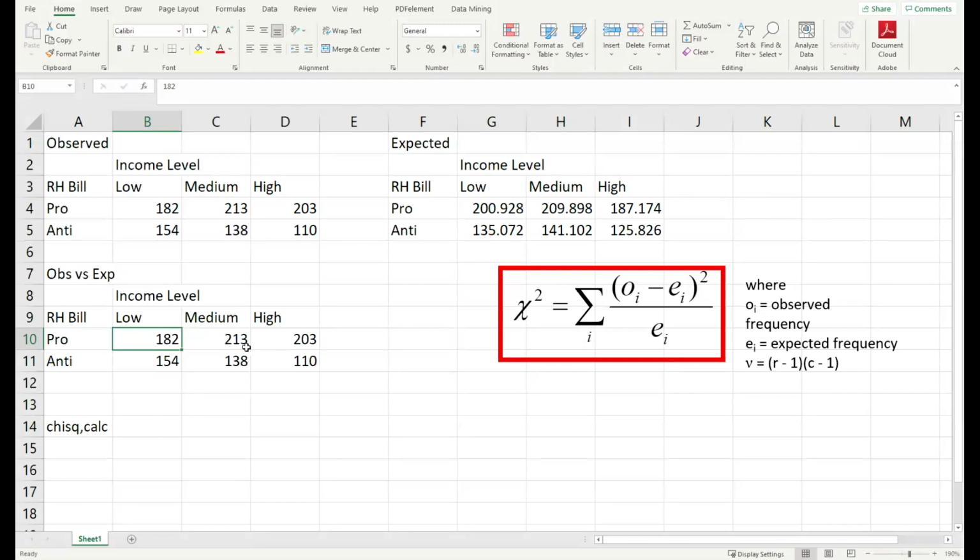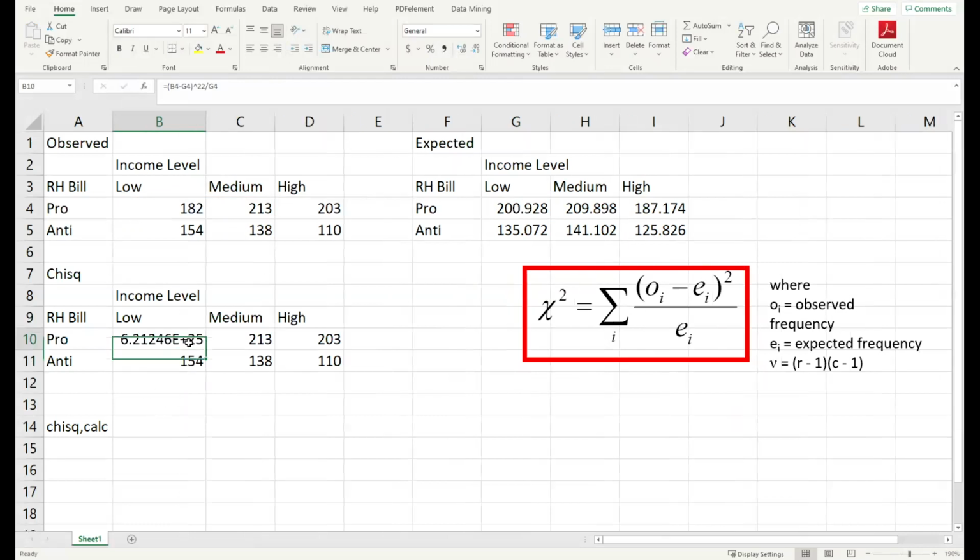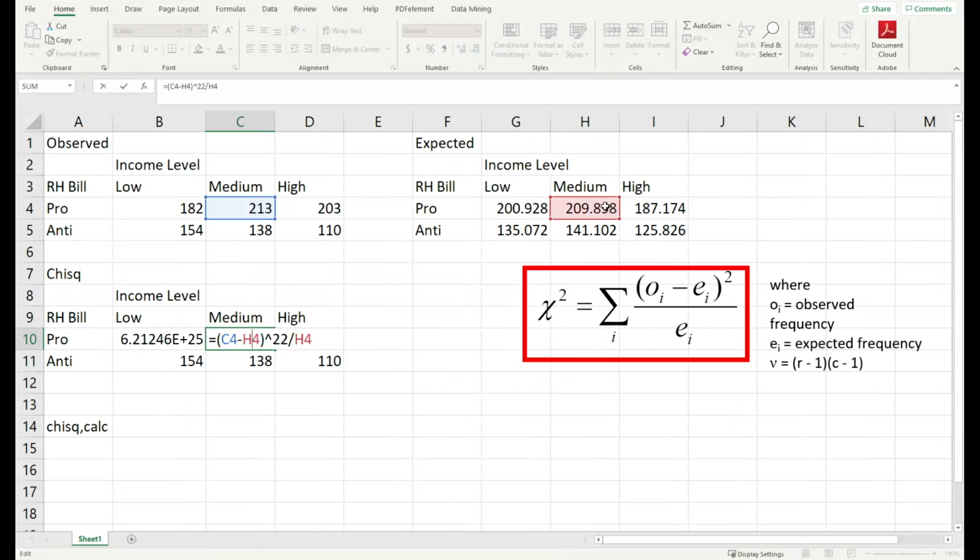So what we can do is equals, or ano na lang pala. Mas okay na gawin natin chi-square table to. So gawin natin is equals open parenthesis, observed, which is this one, minus expected, raised to the power of 2, divided by expected. So in this case, hindi natin kailangan mag dollar sign kasi gusto naman natin pag dinrag natin siya, nagmo-move along with the cells yung references natin. Okay? So kunwari, if I move this to the right, gusto ko na ito minus ito, magmo-move din siya.